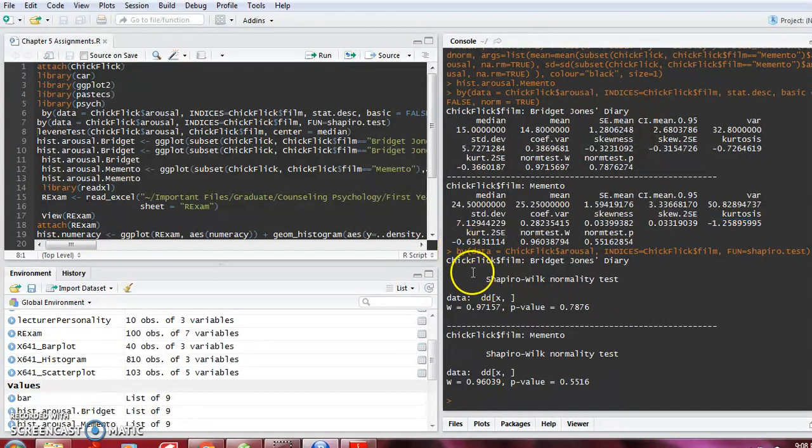I was also asked to test normality and homogeneity of variances. So the first test that I ran was the Shapiro-Wilk test. This test essentially tests normality, and what this means is it looks to see if the distribution of data is significantly different from a normal distribution.